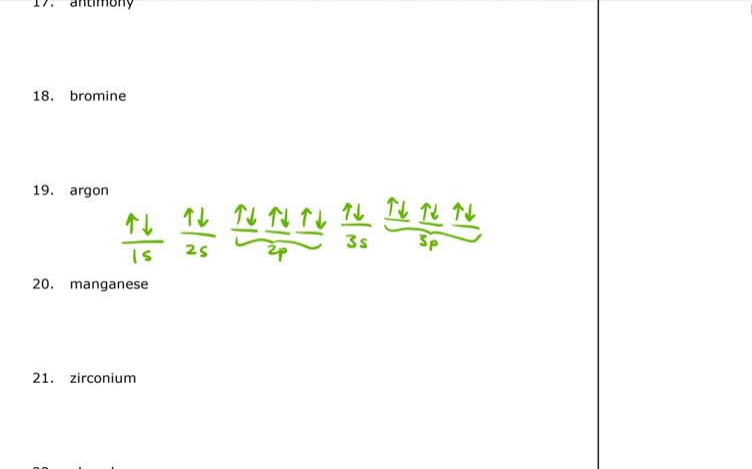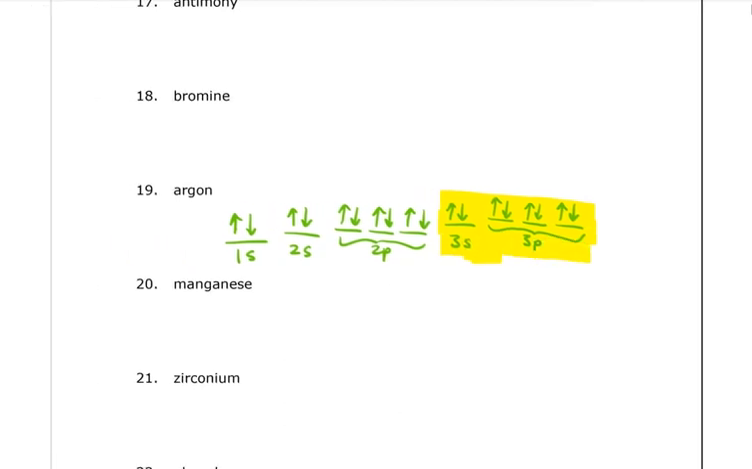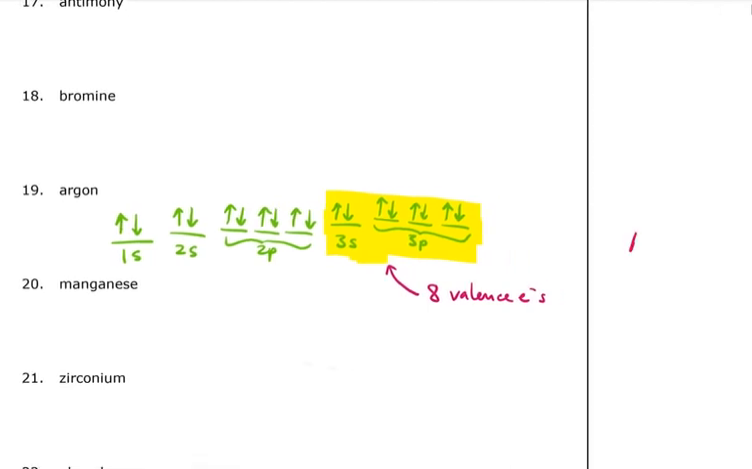But as far as our valence electrons go, the highest energy level is level 3, right? We have 3s and we have 3p. Those are the highest energy level valence electrons. So all of these electrons here would count as valence electrons in an atom of argon. So this is an example where we would have 8 valence electrons. And so my Lewis dot diagram would be argon with 8 dots.